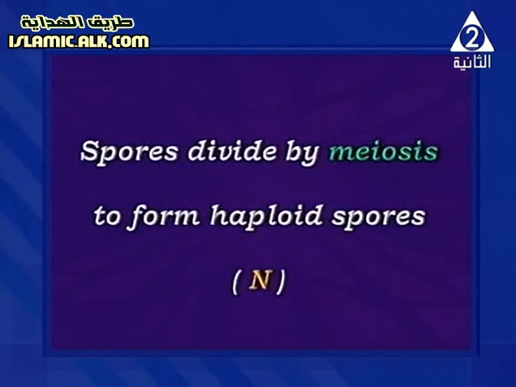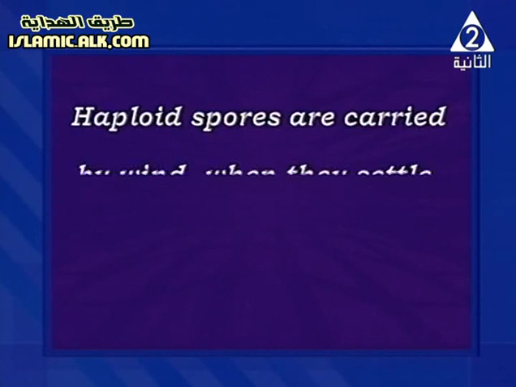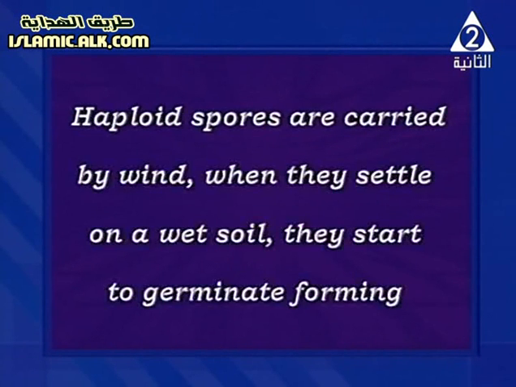When the spores divide by meiosis, it forms haploid spores. I mean, it carries half of the genetic material, n. After that, the haploid spores are carried by wind to any place. When they settle on wet soil, with some dampness or lower temperature, they start to germinate.